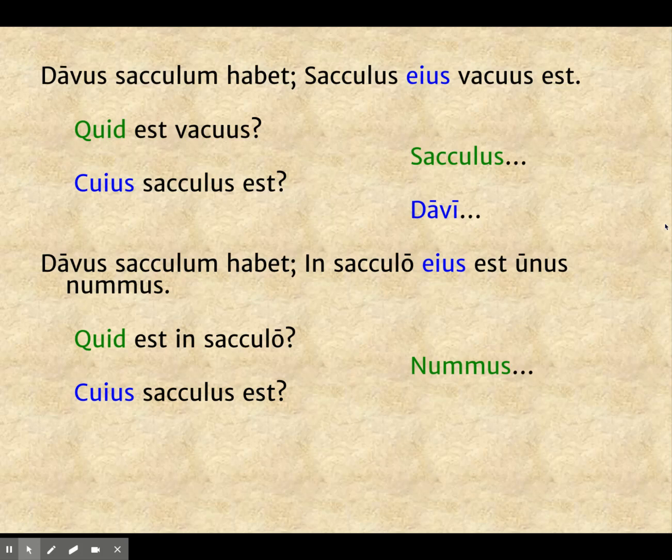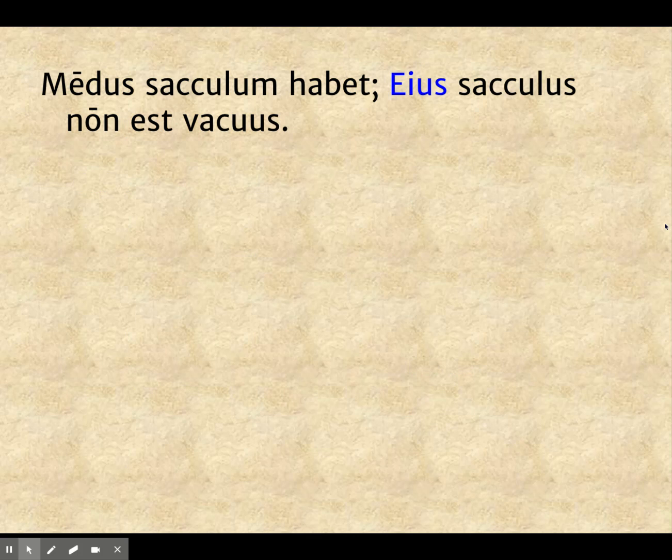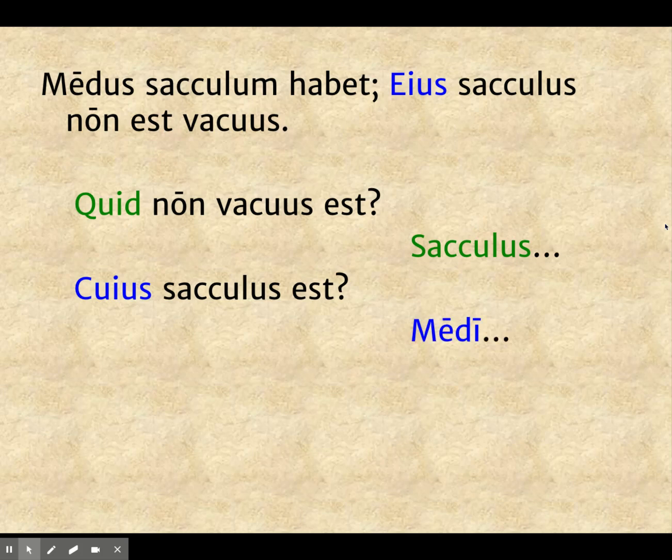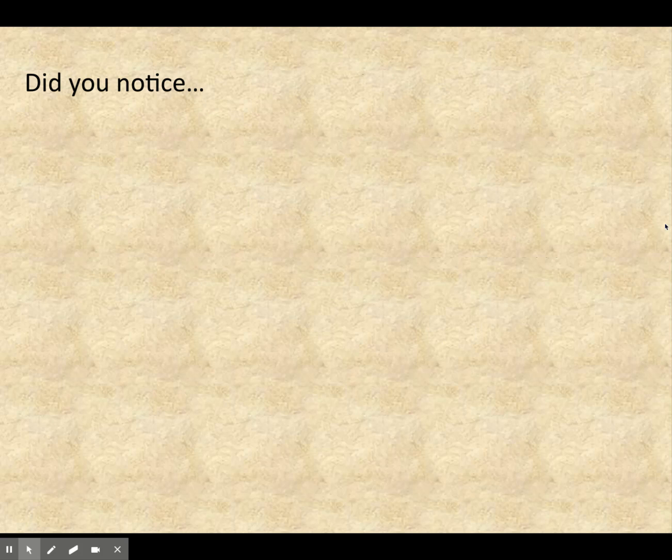Cuius saculus est? Davi saculus est. Metus saculum habet. Eius saculus non est vacuus. Quid non vacuus est? Saculus non vacuus est. Cuius saculus est? Medi saculus est. All right, so let's see what we noticed here.